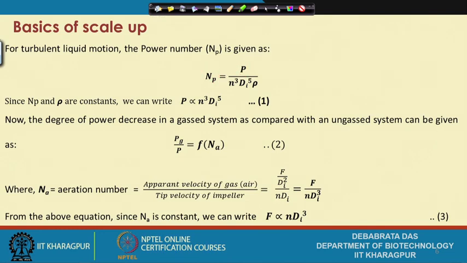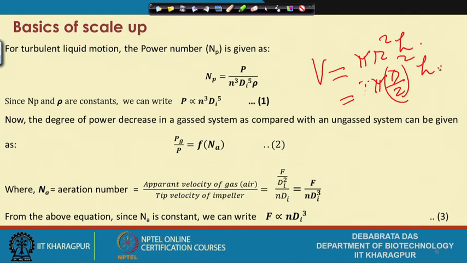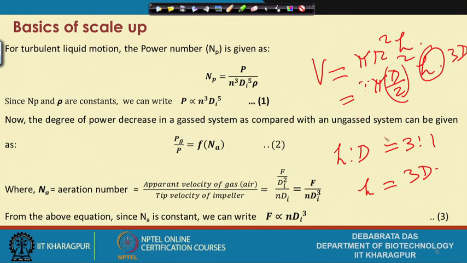Now, another thing I want to point out: suppose the volume of the reactor, how can you calculate it? This is pi r square h, am I right? What is r? I can write r equal to d by 2, whole squared, am I right? Now, for a particular fermenter, there is a fixed H by D ratio. This is usually maybe 3:1, 2:1, or some fixed ratio. If it is like this, then I can write H equal to 3D, so I can replace H by 3D. Am I right? So if you look at it, V is usually proportional to D cubed.